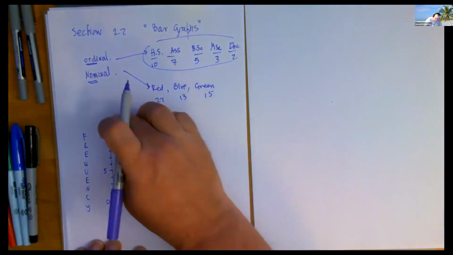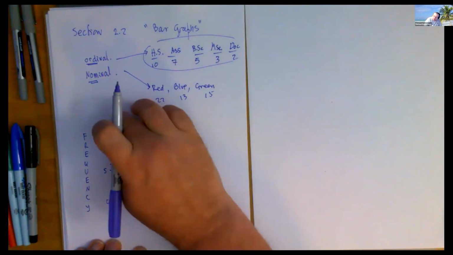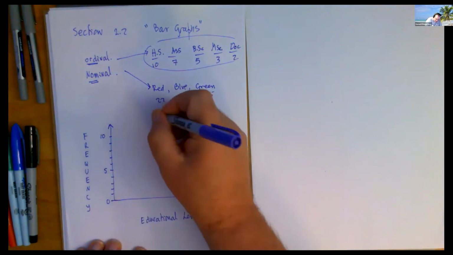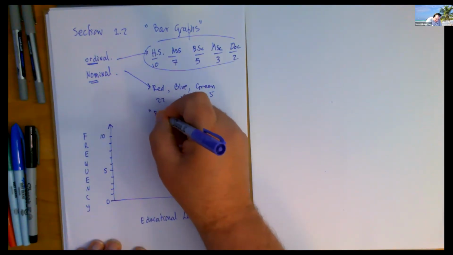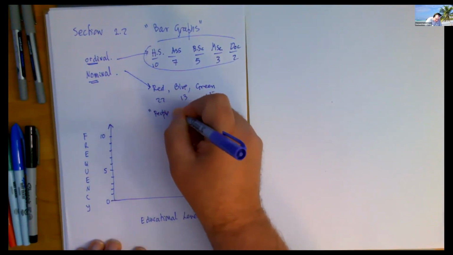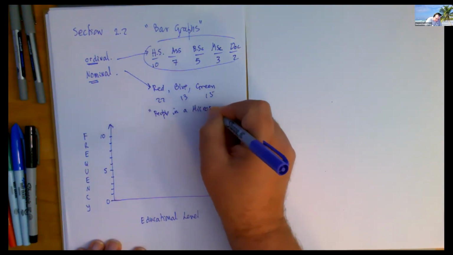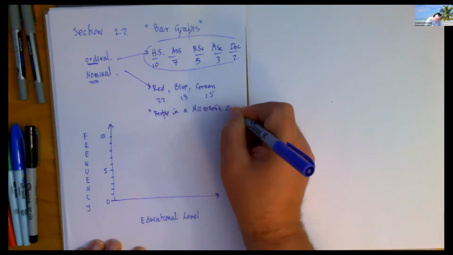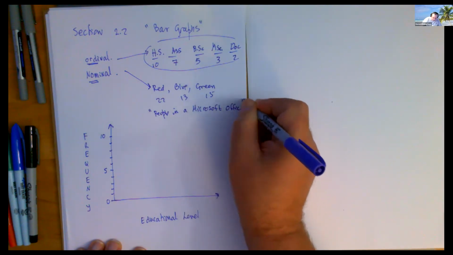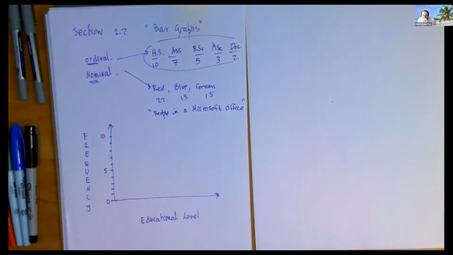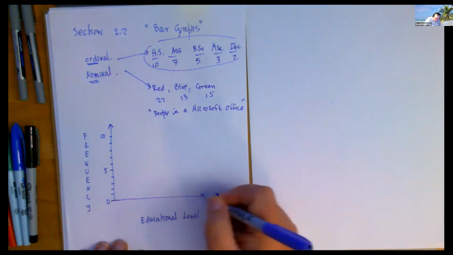And then you should typically have a heading, tell people what this data is, and it could be people in a Microsoft office. So you went into one of the many big offices that Microsoft have, and you just asked everybody what their highest educational level is, and this is the result. And now we're going to put this onto our diagram.